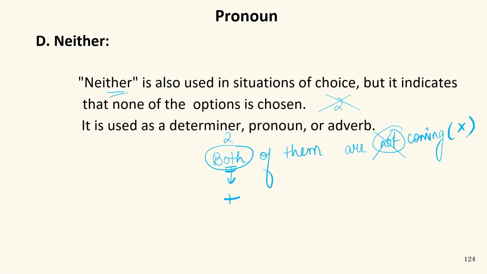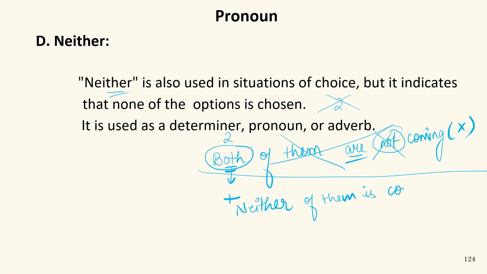So the sentence will be incorrect because I want to state that we have two choices and both of them are not working. Or you can say that I have to select neither of them. So in this case, we will use the word neither. But now, here the verb is incorrect. So this entire sentence is incorrect. So to rewrite the sentence, we should write: neither of them is coming. Now the sentence will be correct.